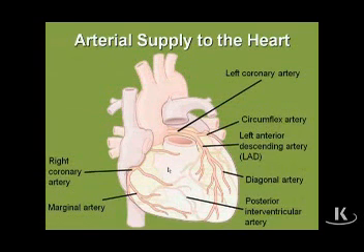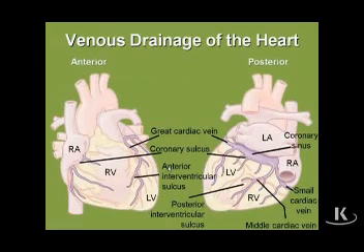Now, if the heart has an arterial supply, it must have a venous drainage as well, and we can see that on this diagram. The individual veins, which are called cardiac veins, I don't think are of great importance to spend time on. But the one point that I want to make is that most of the veins of the heart, most of the cardiac veins, end up draining into one large vein. And that large vein is called the coronary sinus.